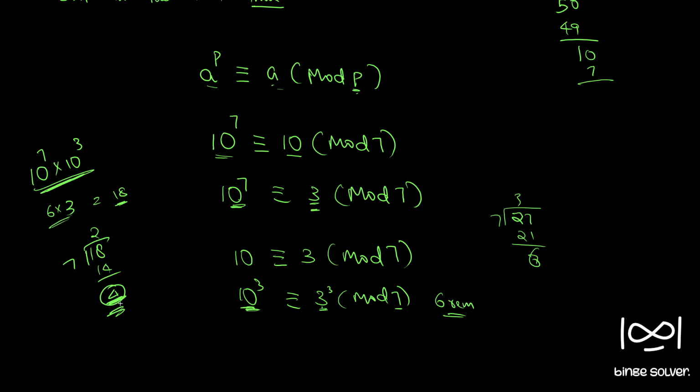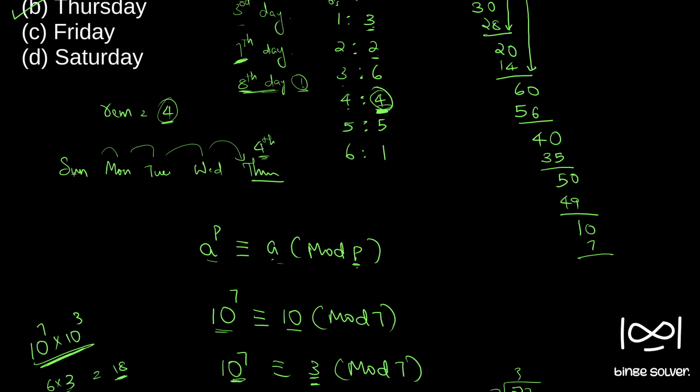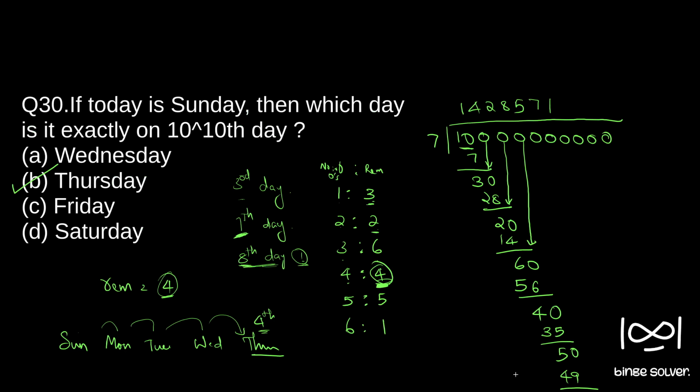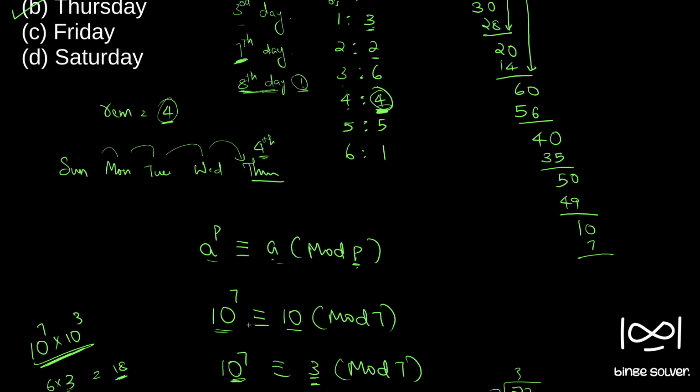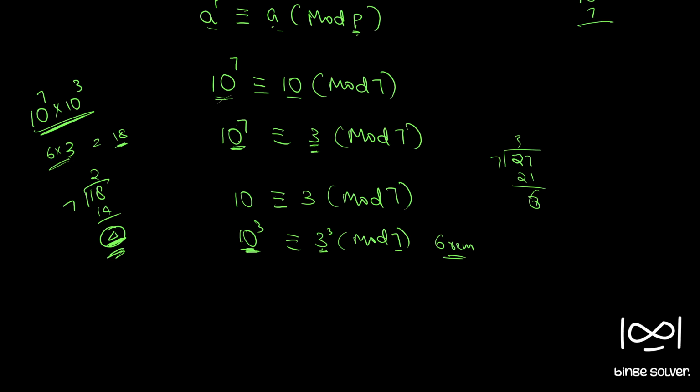Once we get the remainder as 4, we can quickly find our answer in the same manner: Monday, Tuesday, Wednesday, Thursday, and Thursday is the answer. So we don't have to do all this. If you know it, we can just write in 2 steps that 10 raised to 7 into 10 raised to 3 has remainder 6 into 3, which is 18. We can quickly do it in our mind: 18 minus 14 is 4, and the remainder will be 4. So that is the concept.